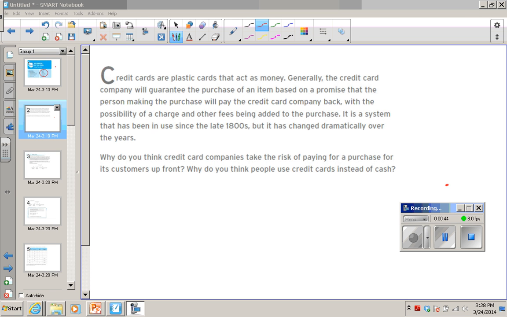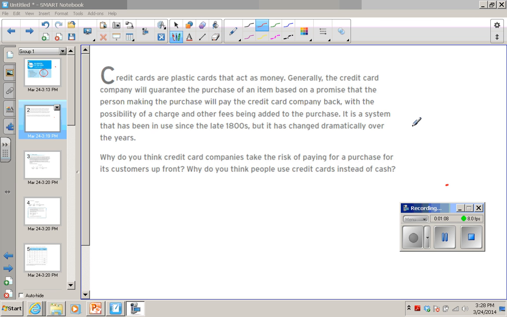Credit cards are plastic cards that act as money. Generally, the credit card company will guarantee the purchase of an item based on a promise that the person making the purchase will pay the credit card company back, with the possibility of a charge and other fees being added to the purchase. It is a system that has been in use since the late 1800s, but has changed dramatically over the years.